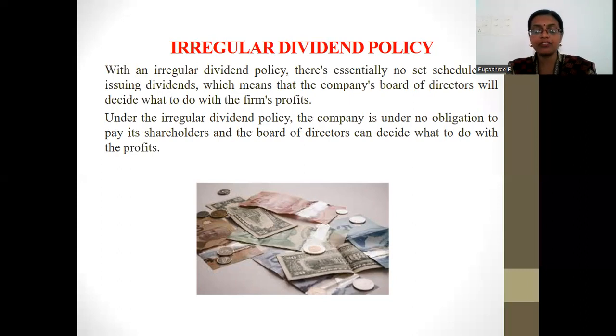But the profit which is not paid as dividend by the board of directors to the shareholders must be reutilized by these directors or the management of the company for the betterment or for the welfare of the company, or let's say for expansion of the company. So under irregular dividend policy, the company has no obligation to pay dividends to its shareholders, wherein it depends upon the board of directors whether to pay the profits as dividends or to retain the entire profits for future expansion and growth of the business.